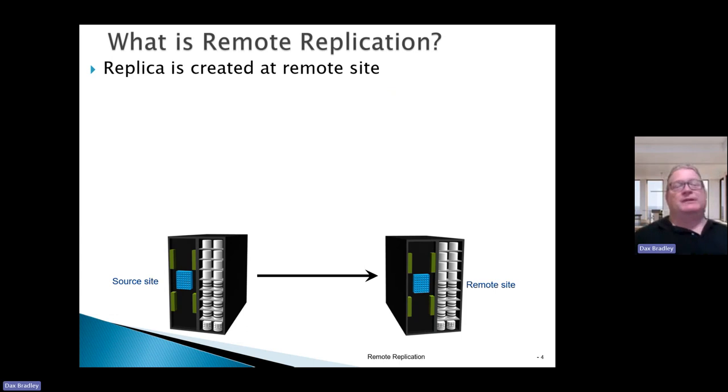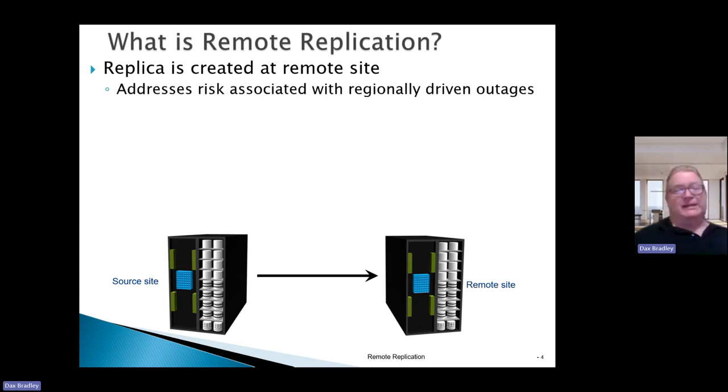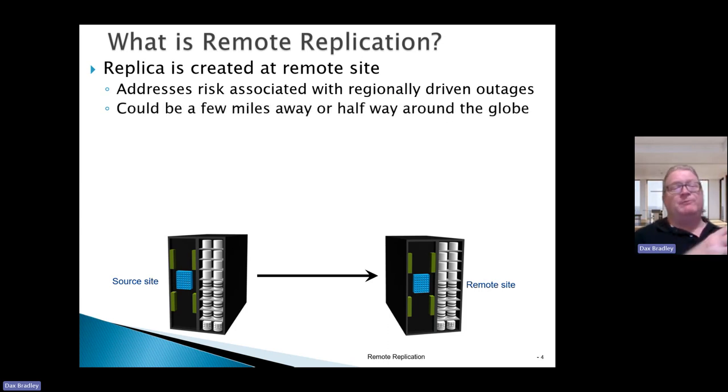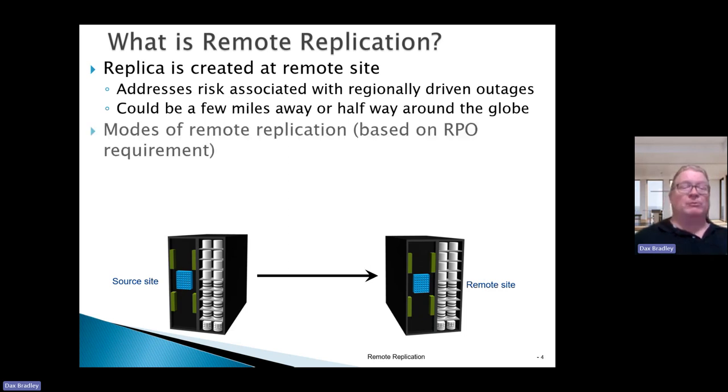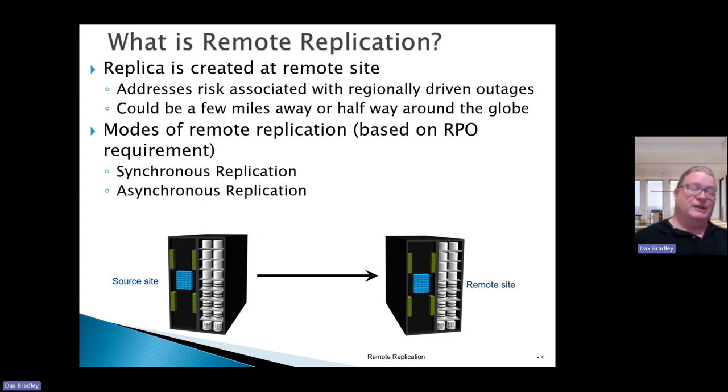Remote replication is created at a remote site, and it addresses the risk associated with regionally driven outages. It could be a few miles away, or it could be halfway around the globe. Modes of remote replication based on the RPO requirement are synchronous replication and asynchronous replication.